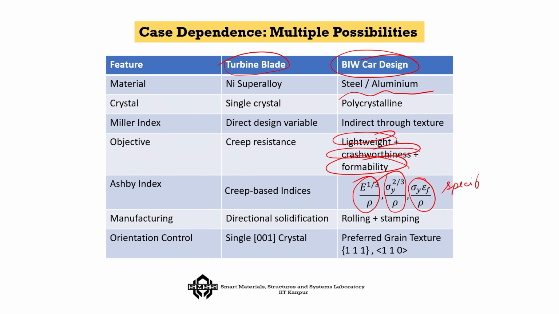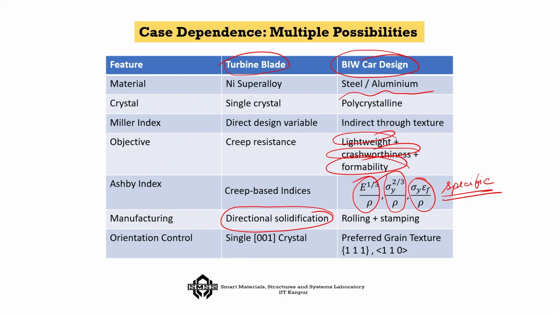Remember, I told you that in this particular session, we are always thinking of lightweight structures. Lightweight is absolutely important for car design, because as the weight is less, the fuel consumption will be less, and you will get much better efficiency of the system. Now, how will the Miller index indirectly affect here? Well, of course, if you go for a polycrystalline system, you are not maintaining a single crystal direction like we do for directional solidification.